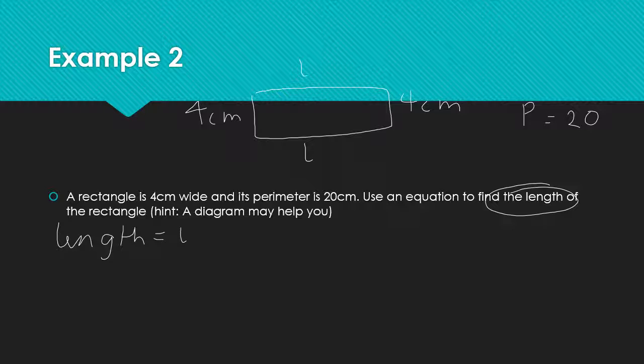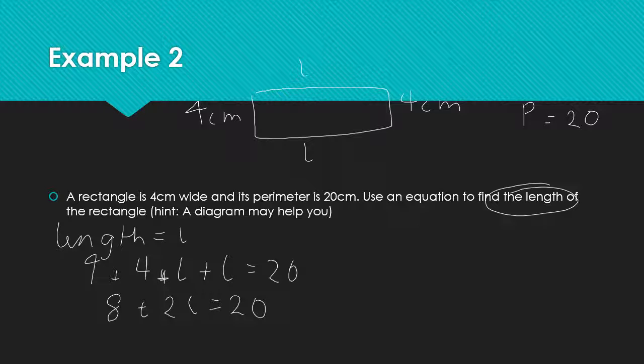So you could do this two ways. I'm going to do it the long way. You could do it the short way. So I know that 4 plus 4 plus L plus L equals 20. All right, well, let's simplify this left-hand side. So 4 plus 4 is 8 plus, how many L's do I have here? 2L equals 20. Now that's much better because now I can start using my inverse operations.